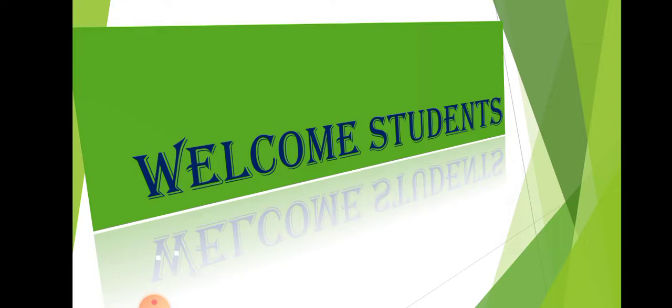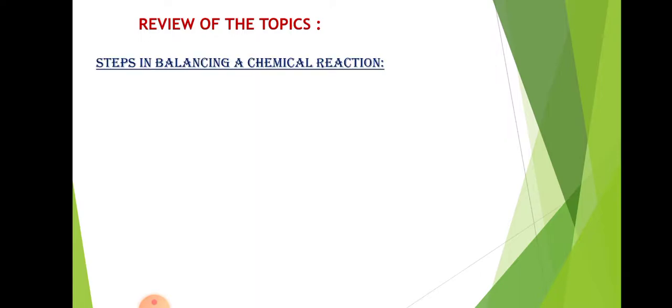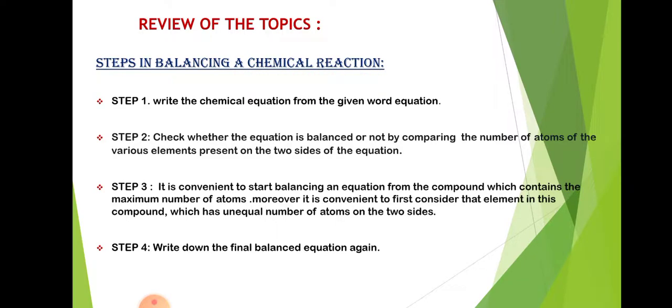So what we learned in our last class, let's revise that before moving to the next topics. We are in chapter number 3, chemical reactions and equations. In the last class we saw a very interesting and important topic, steps in balancing a chemical reaction. We have already seen that there are 4 steps to balance a chemical reaction.